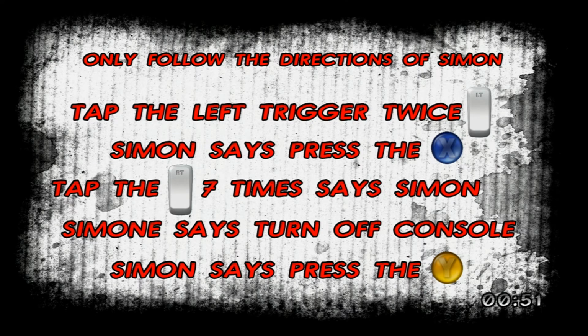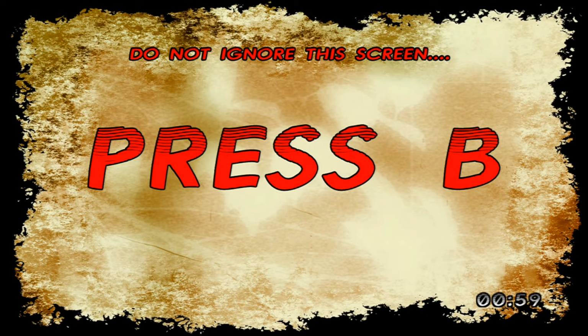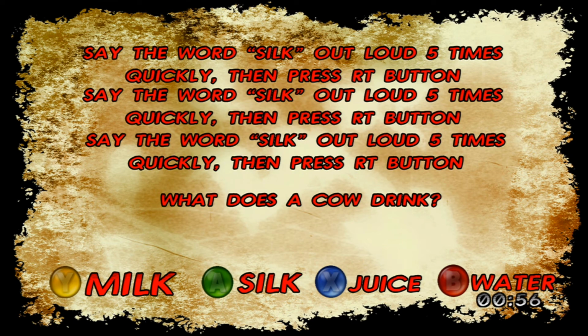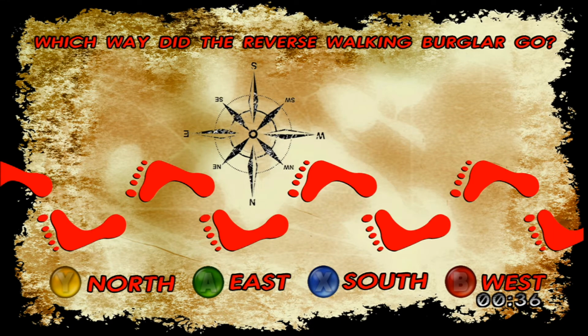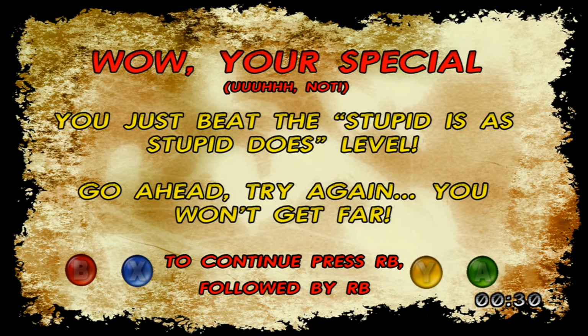A, 4, 5, 6, 7, Y. Okay, press A, press B, LB, 5. What does a cow drink? Okay, silk, silk, silk, silk. A cow drinks water. Oh, I see. Which way did the reverse walking bird go? Oh, but it's reverse, so we went west. He still went west because the compass flipped. Went west.